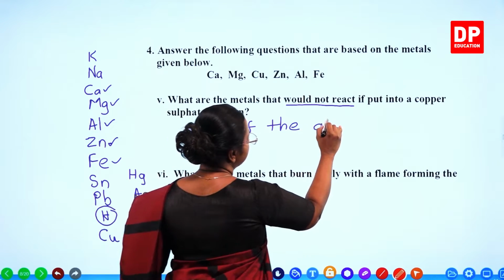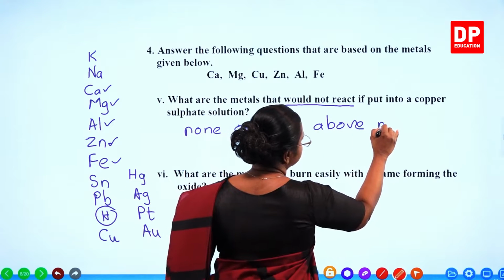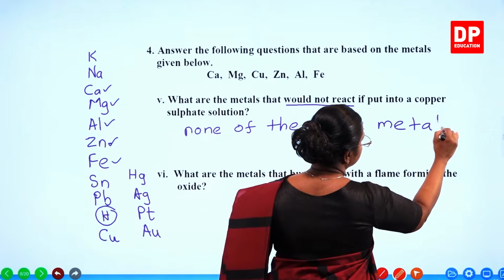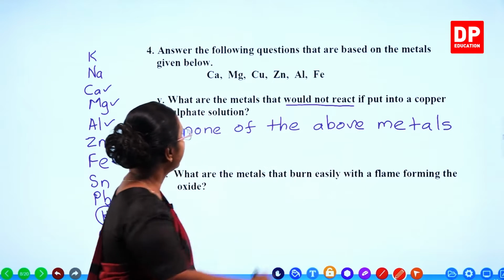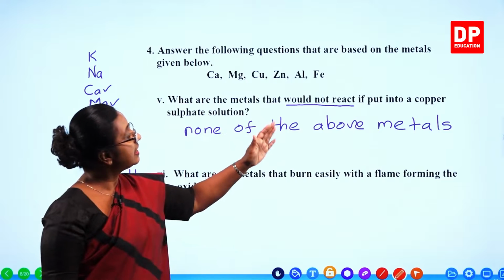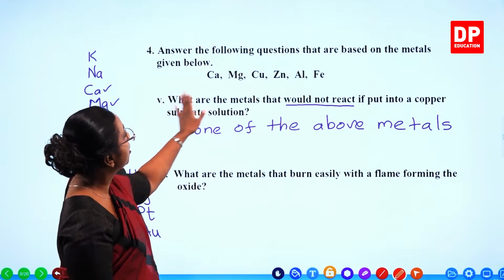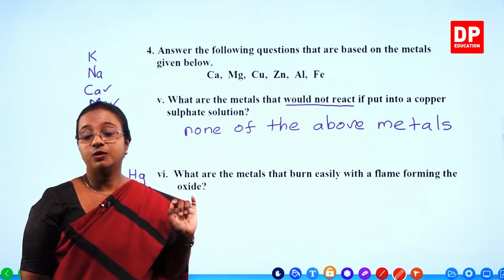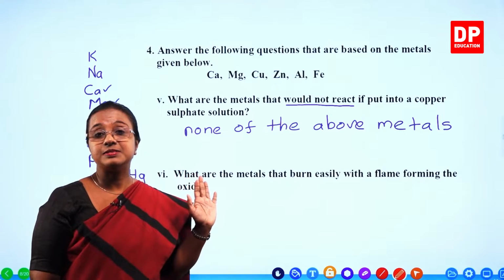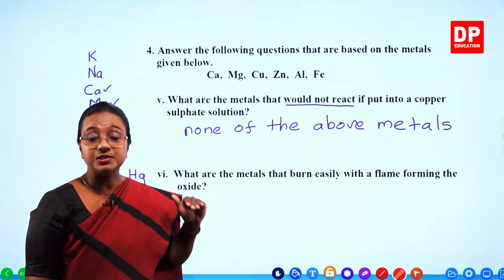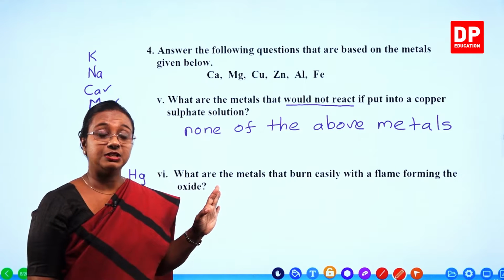None of the above metals. So if the question had been, what are the metals that would react? Then of course, all the metals except copper. All of them can displace copper from the metal salt solution. Is that clear to you all?